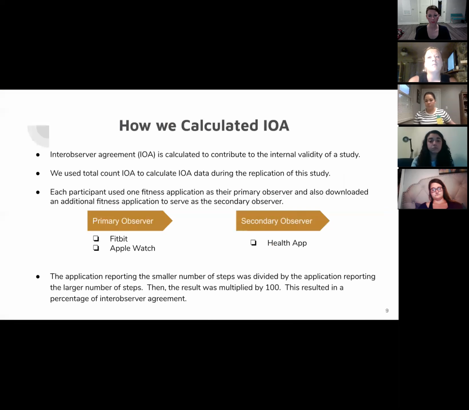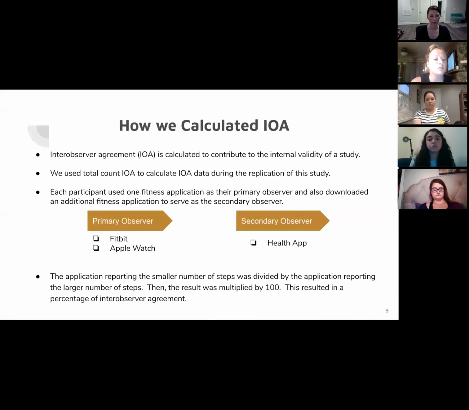There are several different methods of calculating IOA data, each of which will provide a somewhat different view of the extent and also the nature of the agreement and disagreement between each observer. For this particular study, we used total count as our method. Inter-observer agreement is calculated to contribute to the internal validity of a study. We used total count IOA data during the replication of the study.